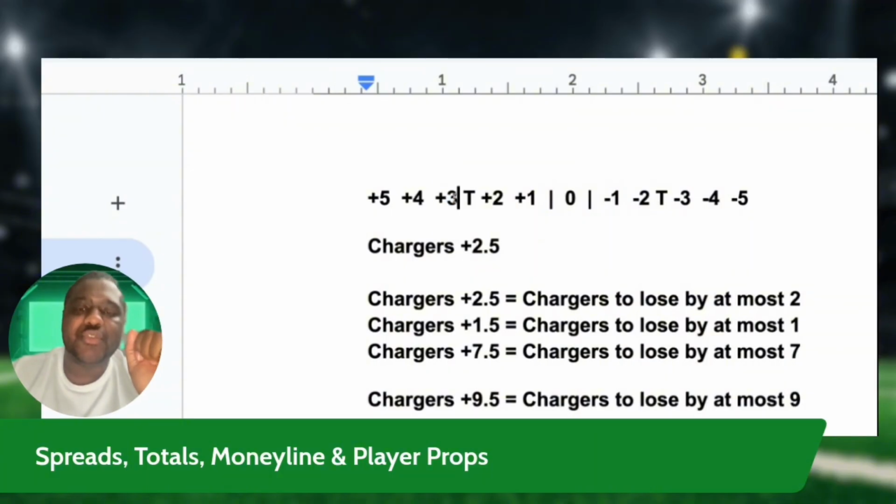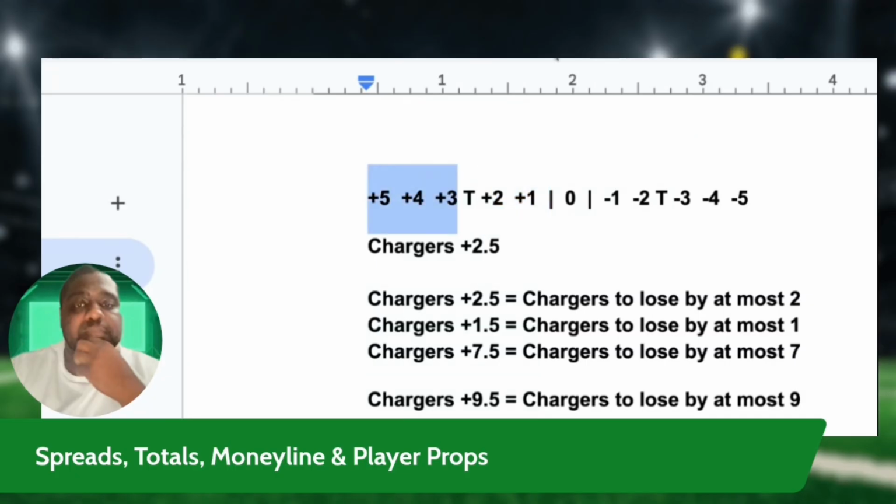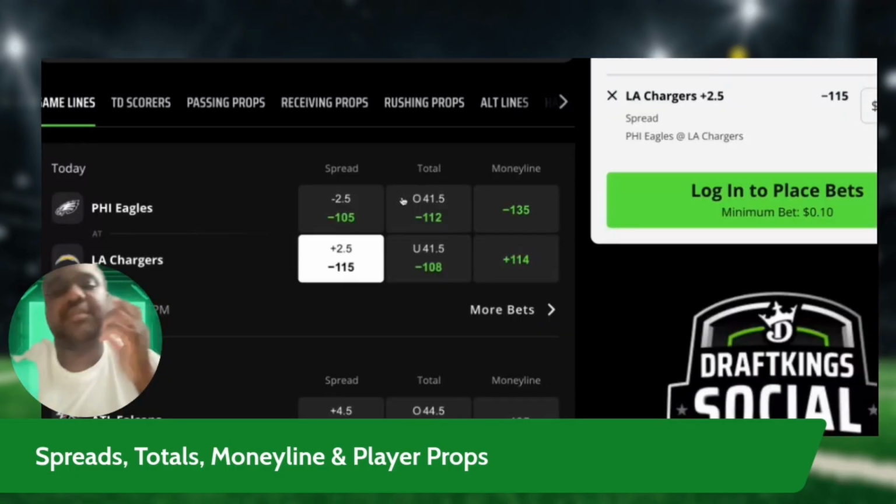If the Chargers lose by 4 or 5, anything to the left of this T right here, we lose the bet. Anything to the right of this T, we win that bet. So I know spreads is kind of difficult to understand, but if you always put it on the number line. So let's come back here to DraftKings and spreads.